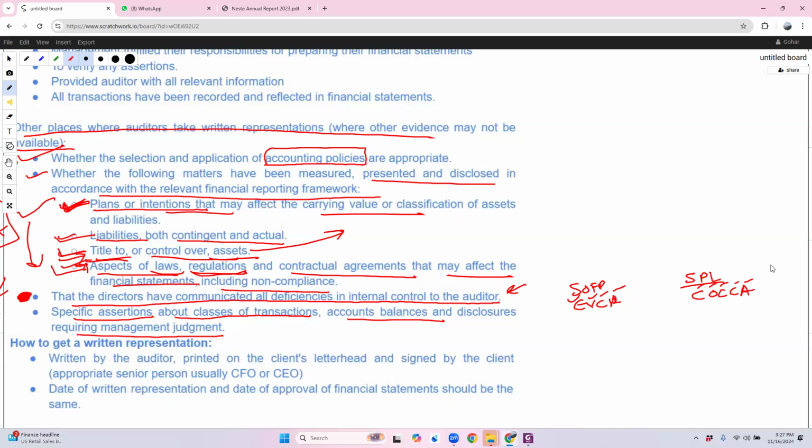Cutoff is used as a procedure in case of statement of financial position, but it is not verified there. For verification, a verification of cutoff can only be done within statement of profit and loss. But your idea is correct. It can also be linked with the statement of financial position. You are correct in it. And this is something you have learned on your own.